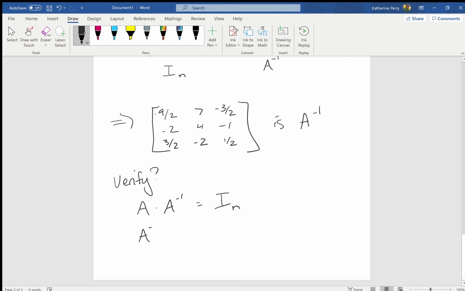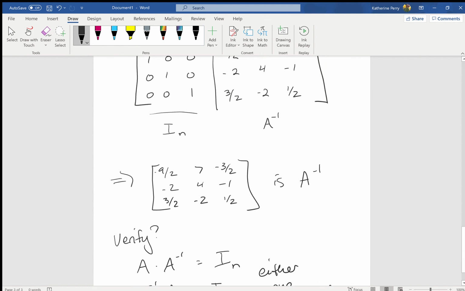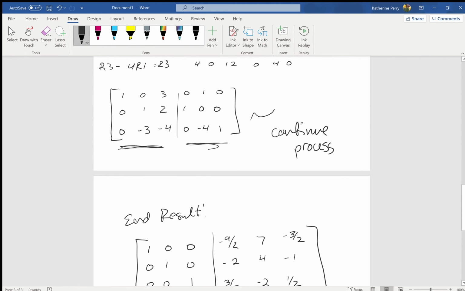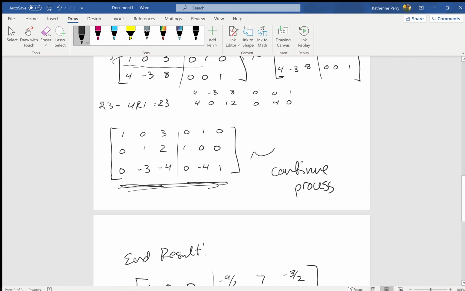I also could have done this multiplication, either one. Okay? And so that would be the verification. And now the question is, how could I shortcut something like this? So we very quickly stopped doing all of the row operations. And so what I'm going to say is that actually I can enter this matrix, this augmented matrix, in our reduced row echelon form calculator.